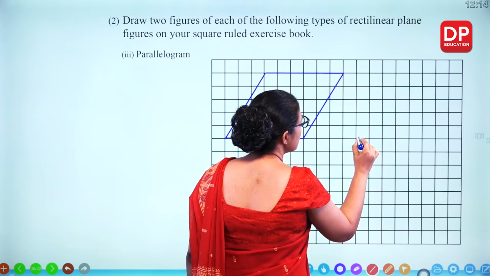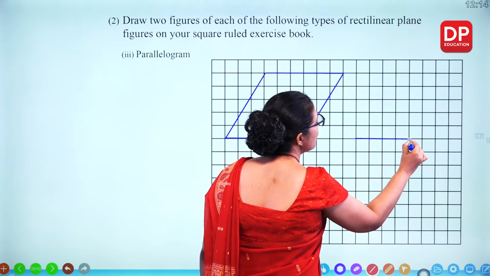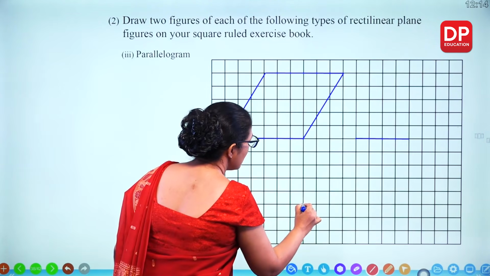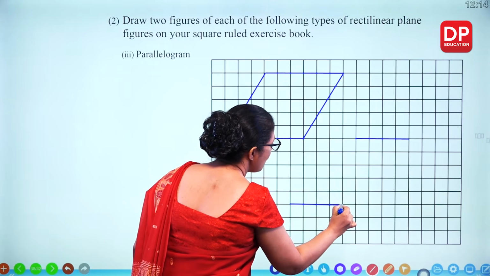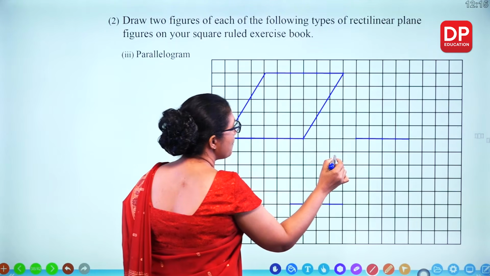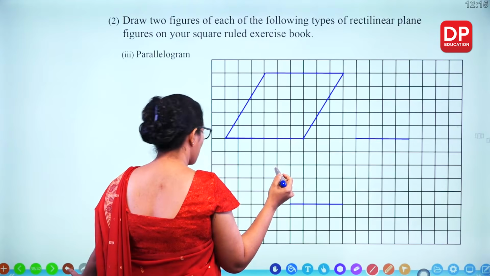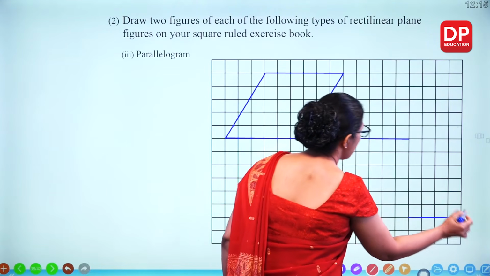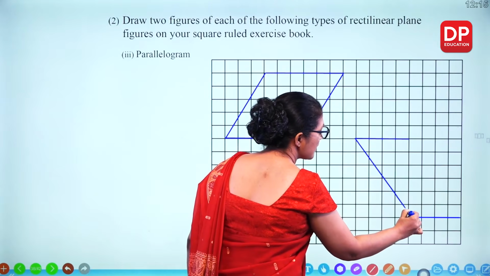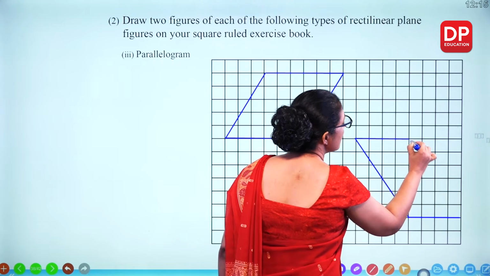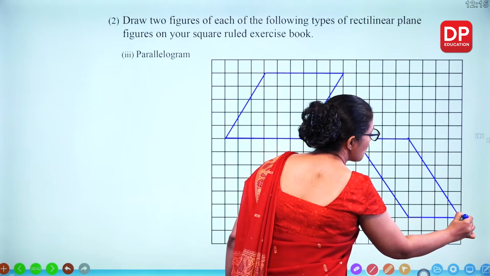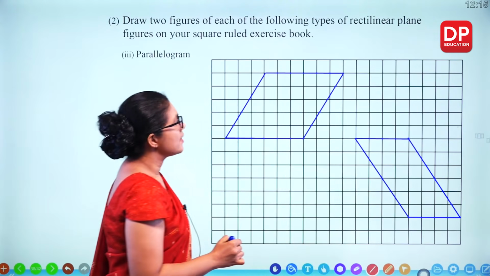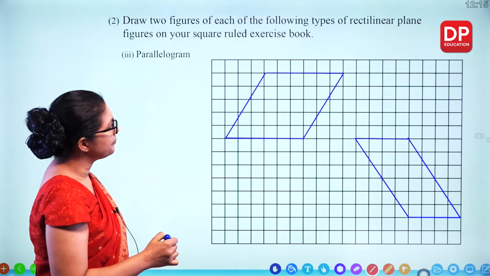We'll take 4 here and 1, 2, 3, 4 here. I'll draw it the other way around. 1, 2, 3, 4 here. Then I can connect this one and this one. So that's another parallelogram.